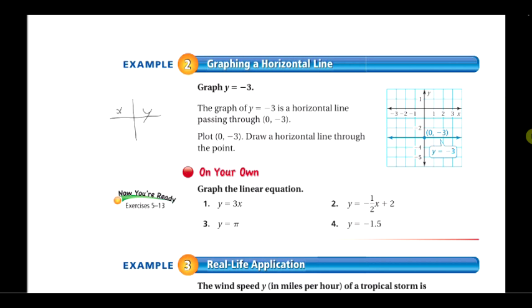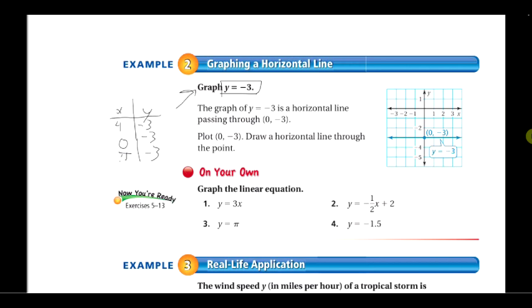When x is 4, y is going to be -3, no matter what. So that means y is -3. How about when x is 0? Y is still -3. What about if x is pi? Y is going to be -3.